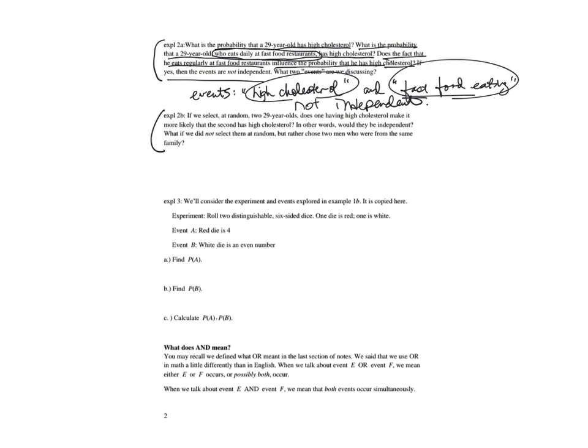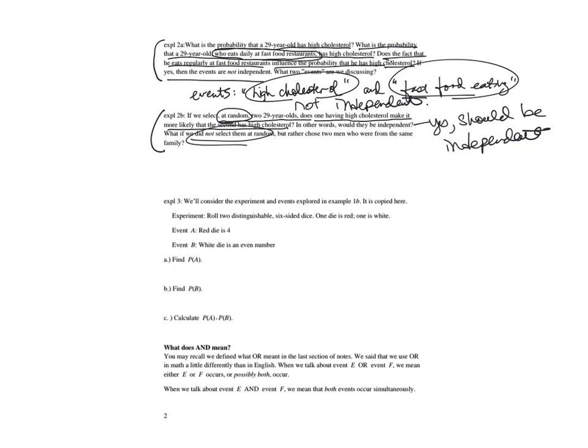Okay, let's look at 2B, getting at this idea of independence a little bit more. Read it and pause it. So, we're selecting at random 2 29-year-olds. Does one having high cholesterol make it more likely that the second has high cholesterol? We're thinking about them as random, 2 29-year-olds randomly selected from a population. They should be independent. One having high cholesterol should not affect the probability the other has high cholesterol.